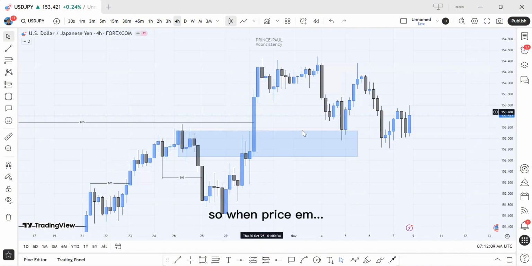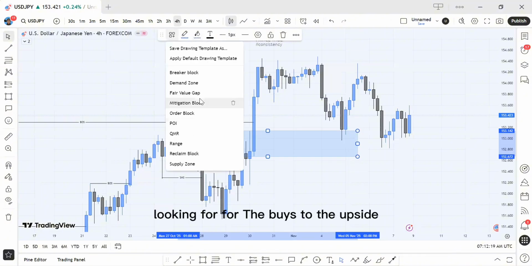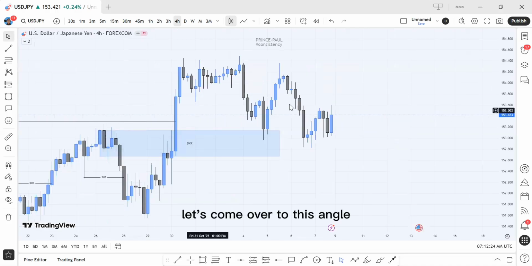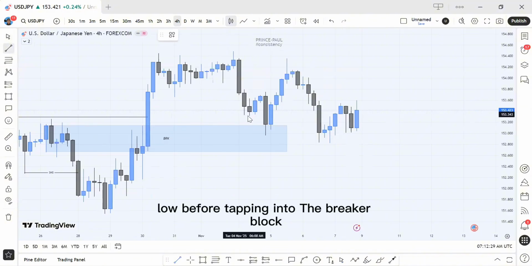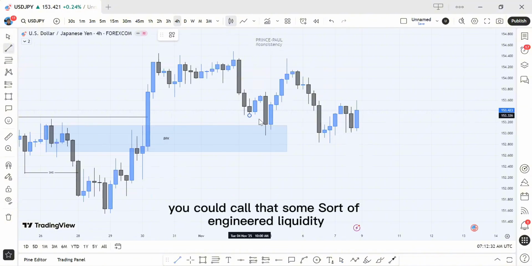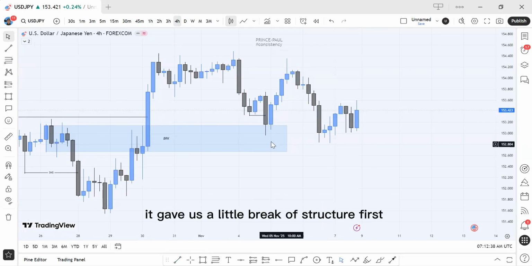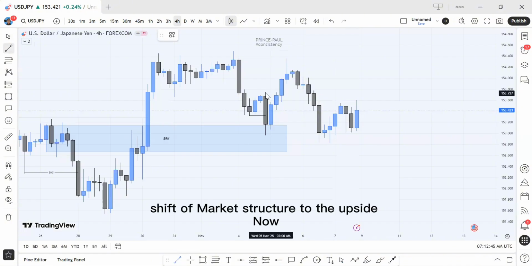So when price tapped into this breaker block, I knew that we are looking for further buys to the upside, right? Then let's come over to this angle. We saw that price came down, it took out this low before tapping into the breaker block. I could call that some sort of engineered liquidity, right? Then it gave us this little break of structure first, then it gave us this shift of market structure to the upside now, right?